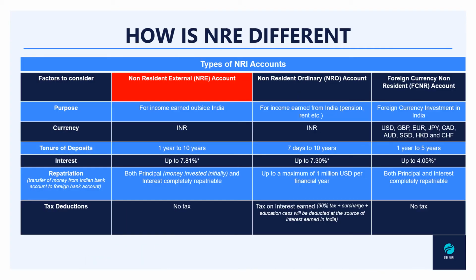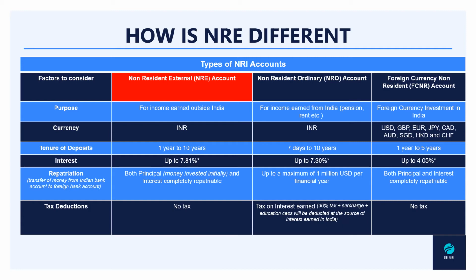And now we will understand how NRE is different from the other two types of NRI accounts. We will be considering the very same factors that we discussed initially. So starting with the purpose, the NRE account is operated for the income that is earned outside India, whereas the NRO account is used for maintaining the income that is earned from India, such as the money from your pension, rent from your property, etc. And the FCNR account is used for foreign currency investments in India. Now, talking about the currencies, both the NRE and NRO accounts are maintained in INR, whereas the FCNR account is maintained in foreign currency.